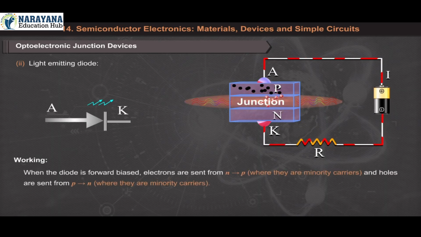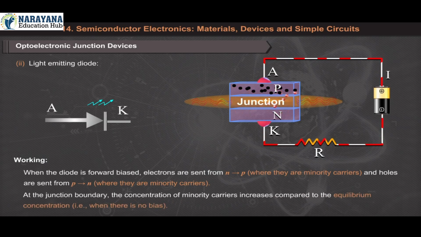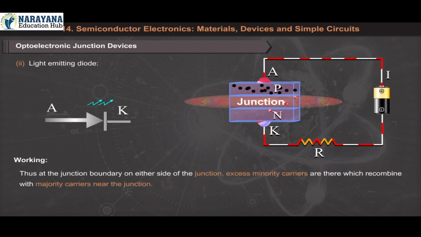Working: when the diode is forward biased, electrons are sent from N to P, where they are minority carriers, and holes are sent from P to N, where they are minority carriers. At the junction boundary, the concentration of minority carriers increases compared to the equilibrium concentration, that is, when there is no bias. Thus, at the junction boundary on either side of the junction, excess minority carriers are there which recombine with majority carriers near the junction.